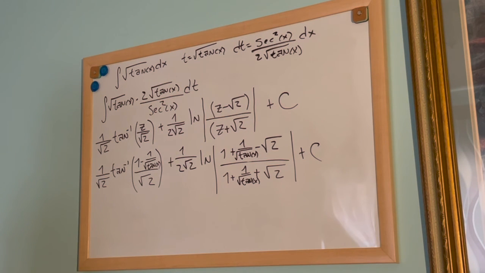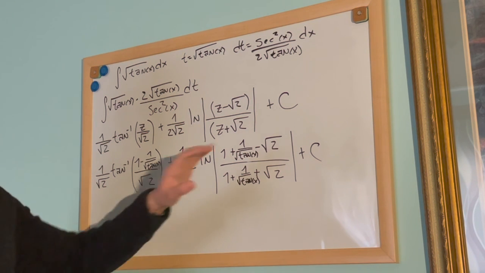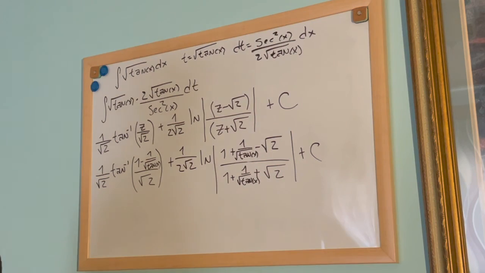1 over the square root of 2 times the inverse tangent of 1 minus 1 over the square root of tangent of x, divided by the square root of 2, plus 1 over 2 times the root of 2 times the absolute value of the natural log of 1 plus 1 over the square root of tangent of x minus the square root of 2, over 1 plus 1 over the square root of tangent of x plus the root of 2, plus c, and that is our final answer.